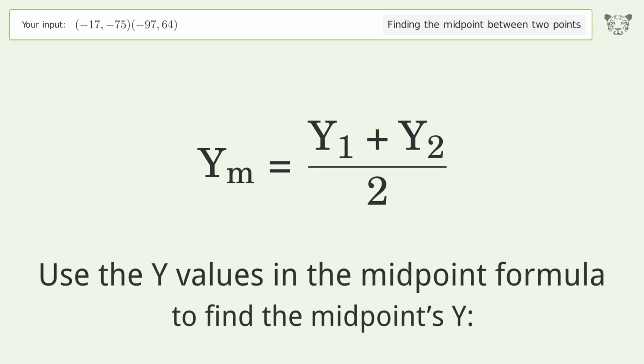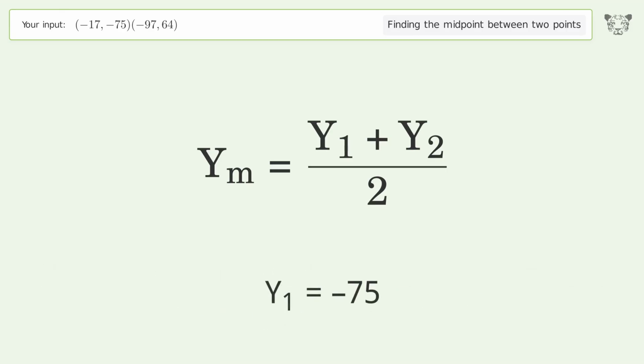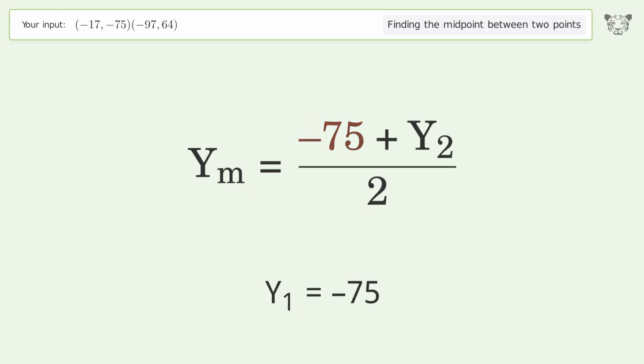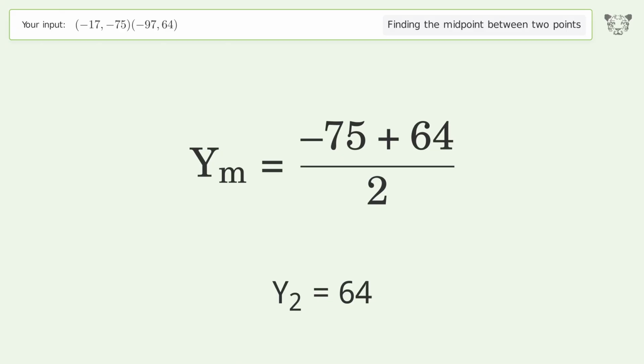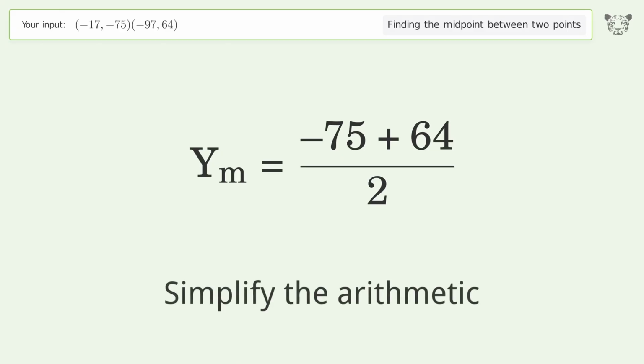Use the y values in the midpoint formula to find the midpoints y. y1 equals -75. y2 equals 64. Simplify the arithmetic.